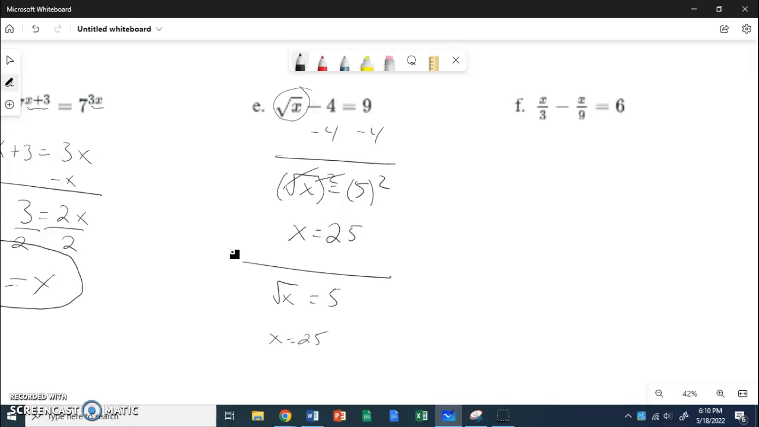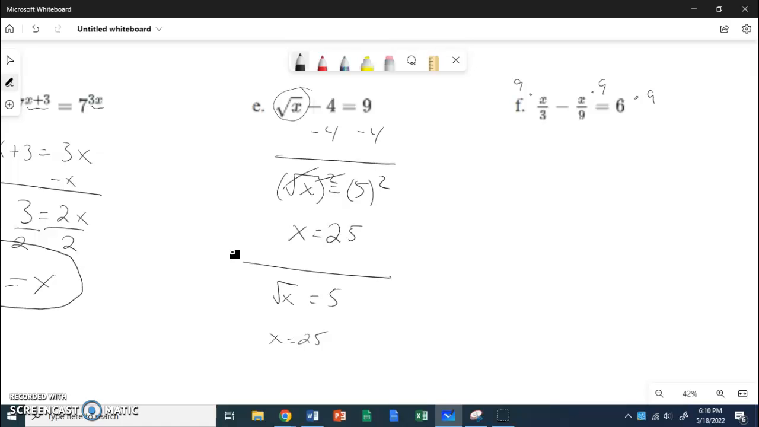Okay, on the last one now, on F, I want you to go ahead and pause the video and try this one. Okay, so now resuming the video. This one is clearing fractions. This one we're going to want to do undoing. So we're going to need to multiply everything by a common denominator. The common denominator is going to be 9 here, so multiply by 9, multiply by 9, multiply by 9.